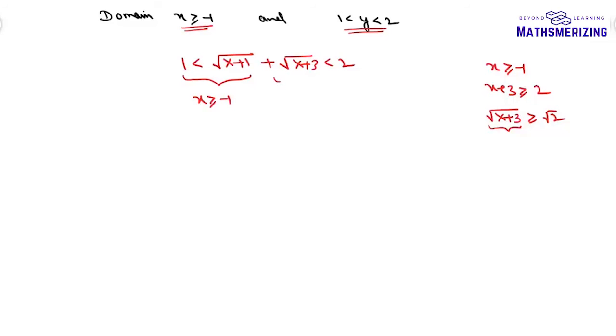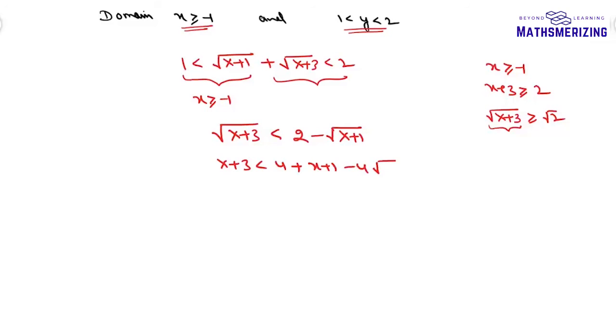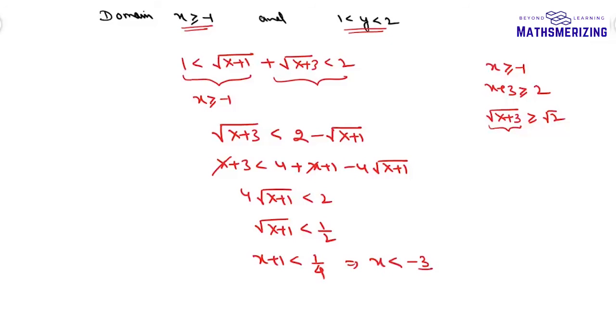Now for the next part, what I'll do is I'll write it as under root of x plus 3 is less than 2 minus under root of x plus 1. Now if I square, I can write it as x plus 3 is less than 4 plus x plus 1 minus 4 under root of x plus 1. So if I take it on the left hand side, I can write it as 4 into under root of x plus 1 is less than 2, or under root of x plus 1 is less than 1 by 2. So if I square it, I'll get x plus 1 is less than 1 by 4, or x is less than minus 3 by 4.